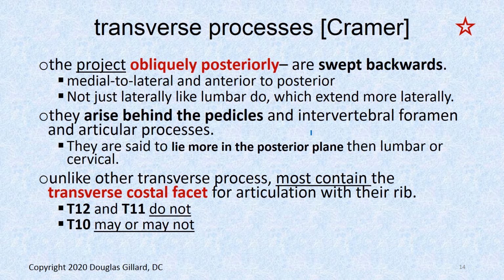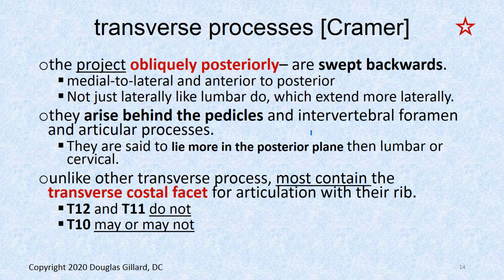Transverse processes, we kind of said already. They're kind of swept back like a jet from an overhead view. They project obliquely posteriorly is the official way to say that. In other words, they sweep back, specifically medial to lateral, anterior to posterior. And they don't stick out just laterally like the lumbar do. The cervical actually stick out a little more, posterior to anterior. They sweep forward a little bit.